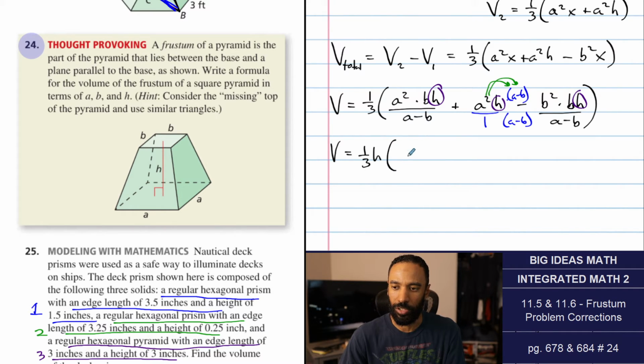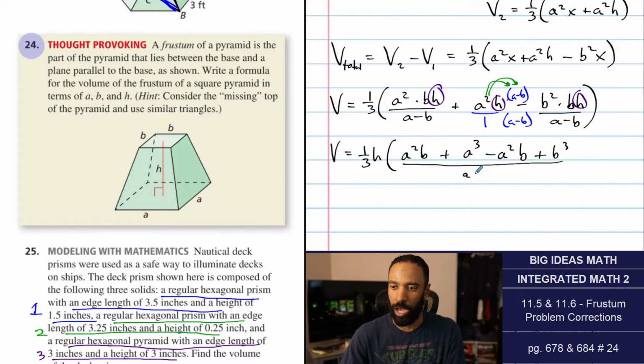And now on the inside, you're left with a squared times b as that first term. A squared will distribute into a and become a cubed. A squared will distribute into negative b and become negative a squared b. And then b squared times b is b cubed. This is all over a minus b because we now have a common denominator.